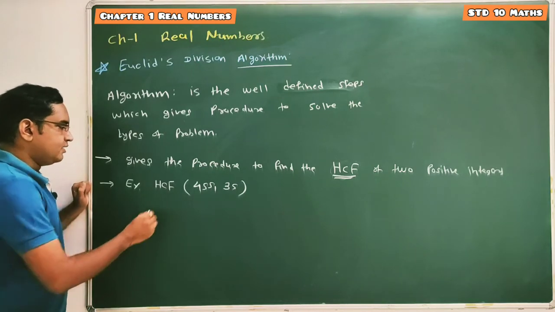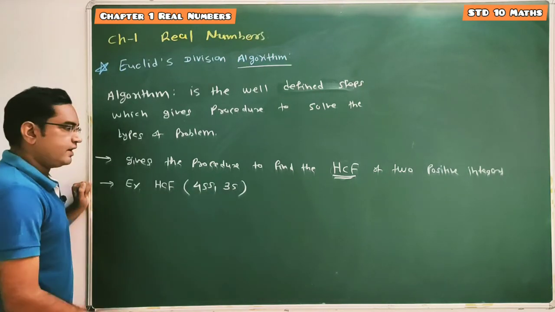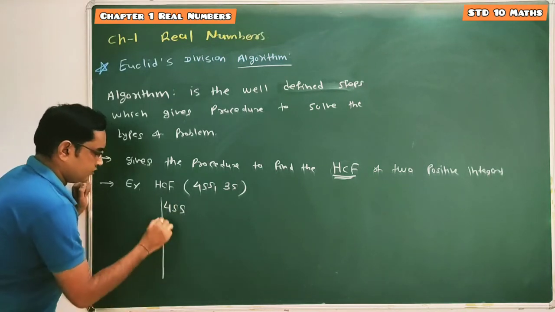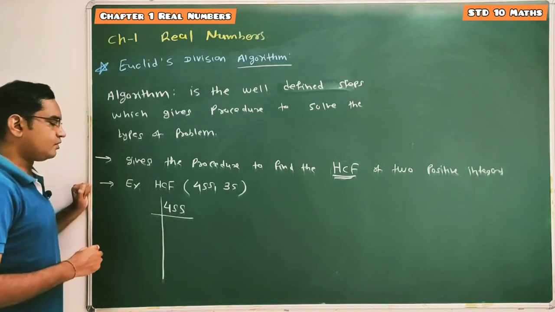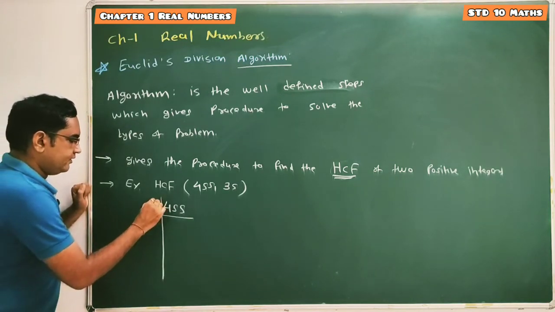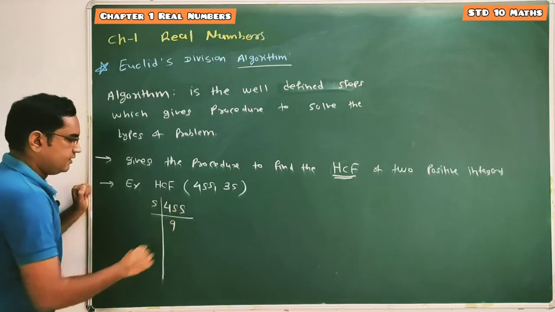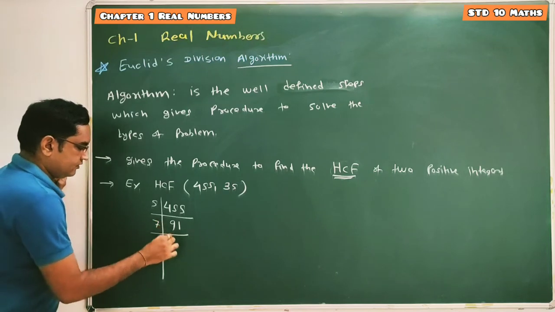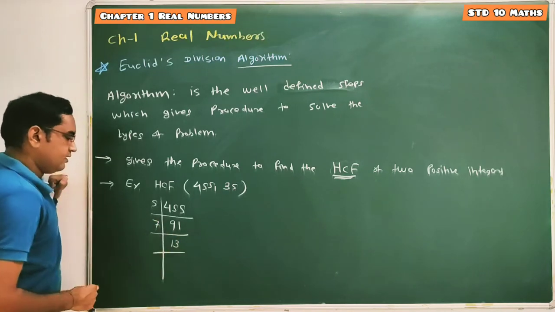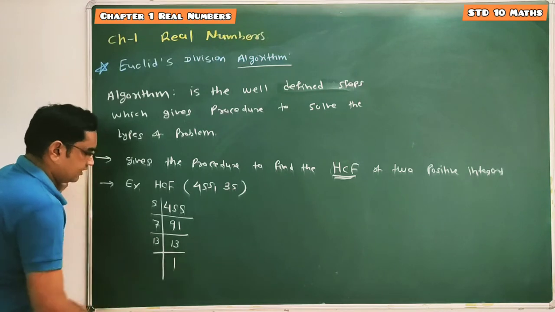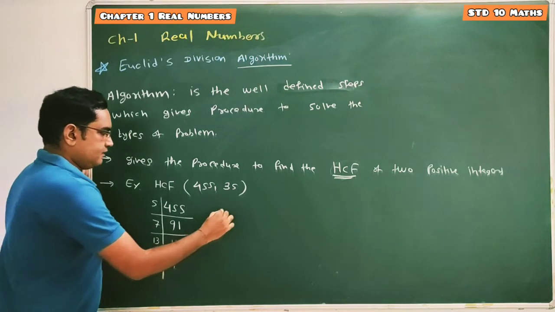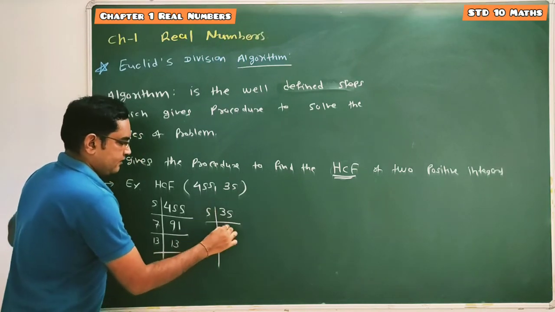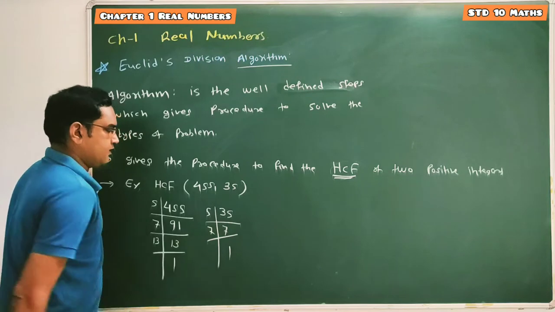So first we will try to find the HCF of these two numbers by prime factorization. All of you know prime factorization. Factorization of 455: it can be divided by 5. 5 9s are 45, 5 1s are 5. Now it can be divided by 7, 13 7s are 91, and 13 1s are 13. Then we can divide 35: 5 7s are 35, 7 1s are 7.